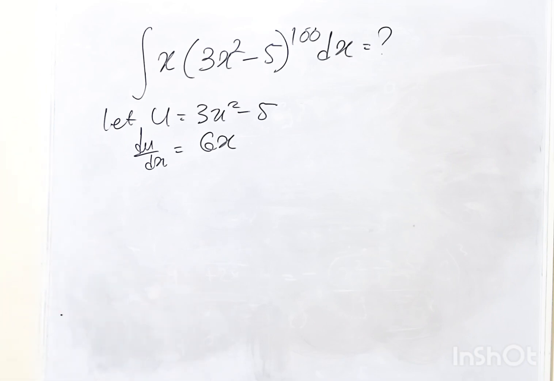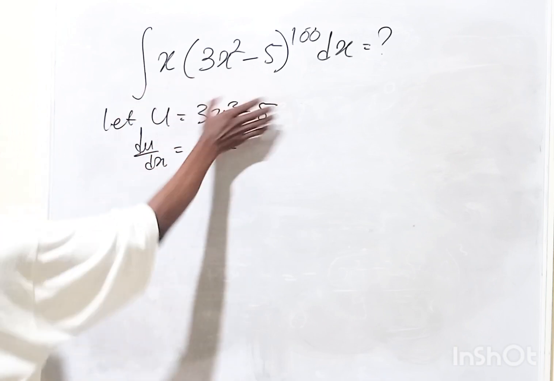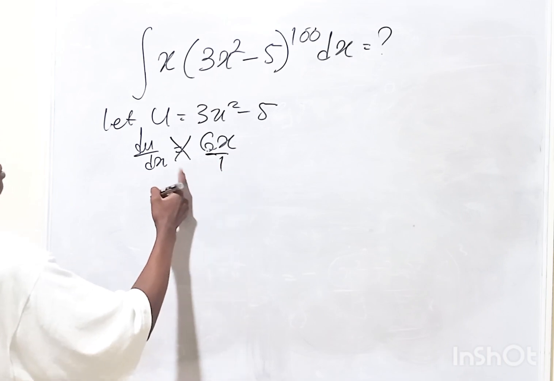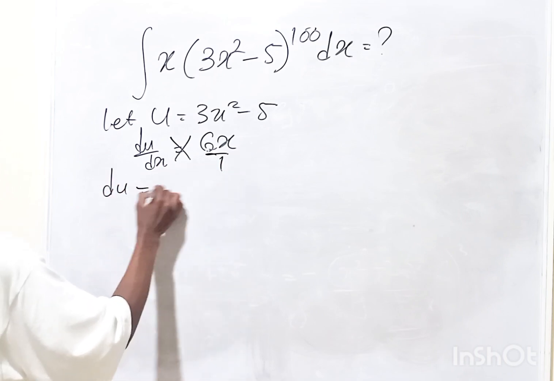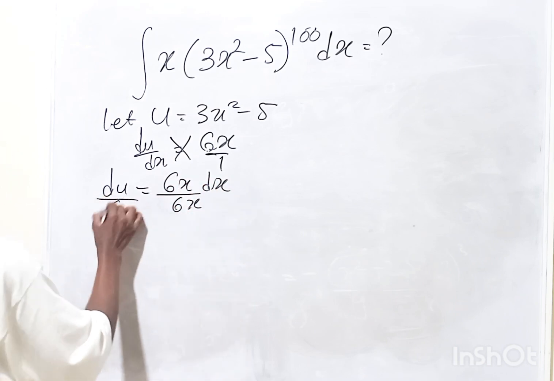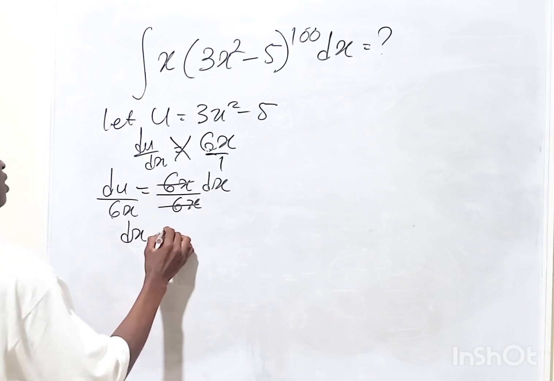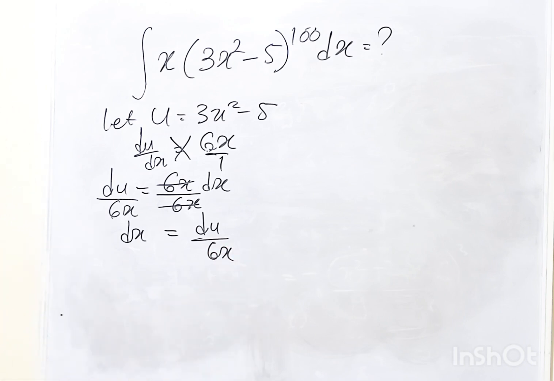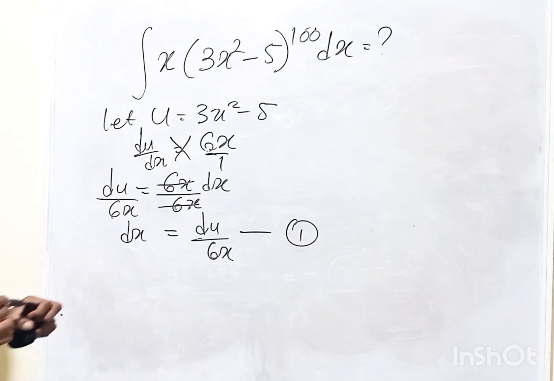All right. So from here, let's cross multiply over 1, making dx the subject of the formula. We have that du equals 6x dx. Dividing both sides by 6x, the 6x cancels, and dx equals du all over 6x. Let's call this equation 1 for now.